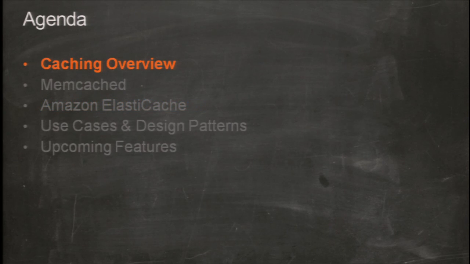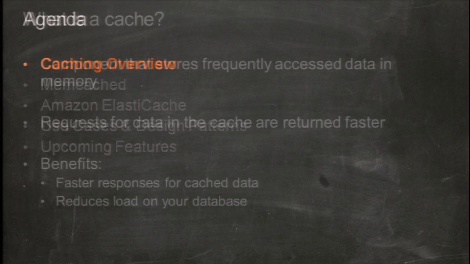First thing I'll do is give a very quick overview of caching, and then we'll talk about Memcached, how ElastiCache can help, and then I'll also talk about some of the common use cases that we see and ways that we see people using Memcached and ElastiCache productively and some common gotchas to avoid.